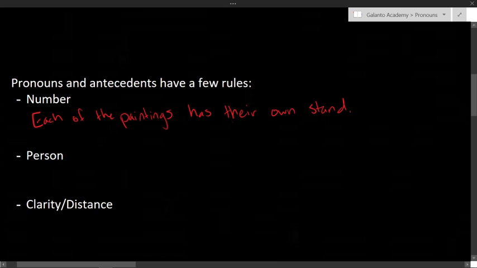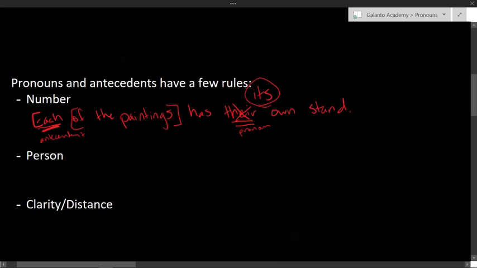So there is our pronoun. Our subject is actually each here. Of the paintings is just a modifier telling us what each is talking about, but each is singular. So each is our antecedent. So their would be incorrect. We'd instead want to use its because that would be singular.